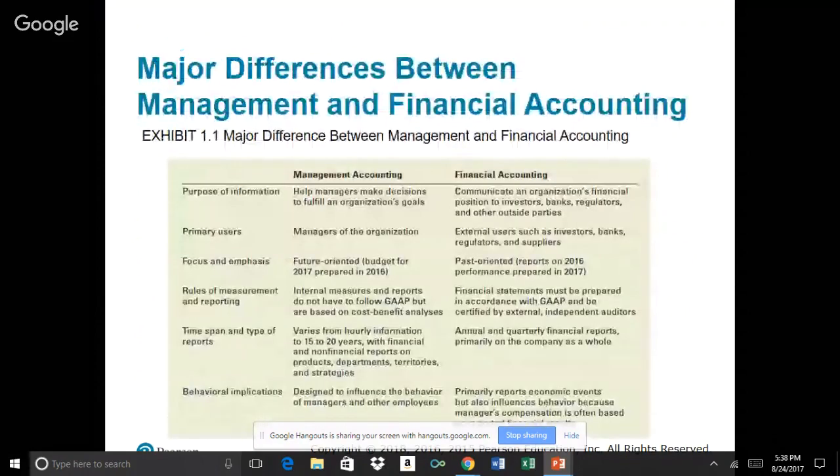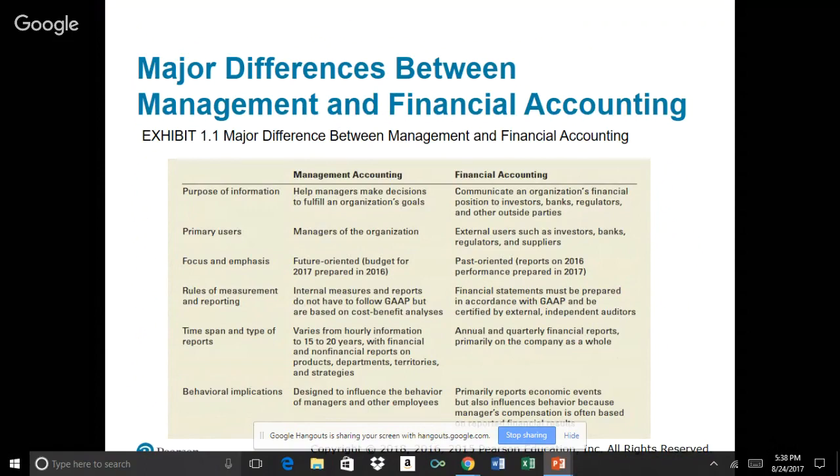All right, so here are some major differences between financial and cost accounting. The purpose of the information. Basically, for management accounting, the purpose is to help managers make decisions, and that's going to be internal. For financial accounting, we are communicating our financial positions to people on the outside who care how we are doing, such as bankers, investors, regulators, and anybody who has a stake in our company.